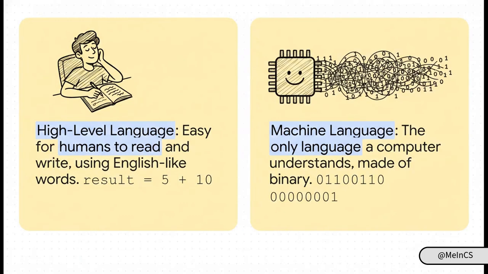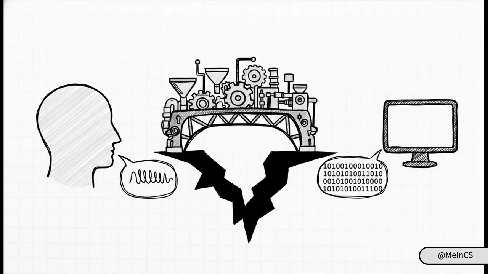Just look at the difference here. On the left, you've got a high-level language. It's clean, it's readable, it almost looks like English. On the right, that's machine language, pure binary. And that's the only thing the computer's processor actually gets. So, to bridge this massive communication gap, we need a special kind of translator program, something that can convert our human-readable instructions into that machine-readable binary code.